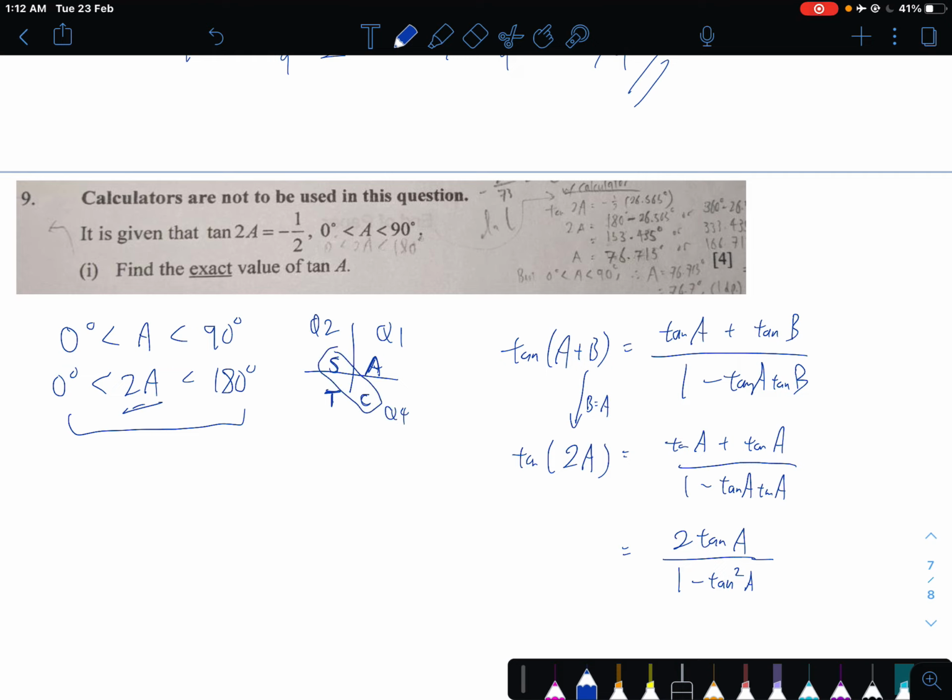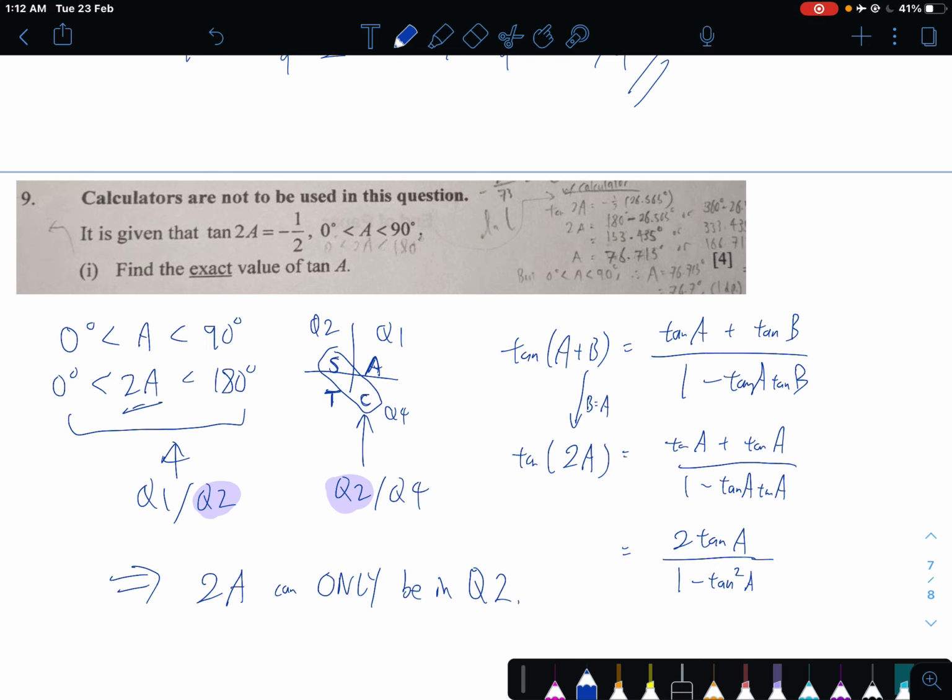The only case where both are true: you're in between 0 and 180 degrees, which means you're either Q1 or Q2. But you're negative, which means you're in Q2 or Q4. In order for both cases to be true, you must find an overlap, which is Q2. Which also means, conclusion, 2A can only be in quadrant 2.